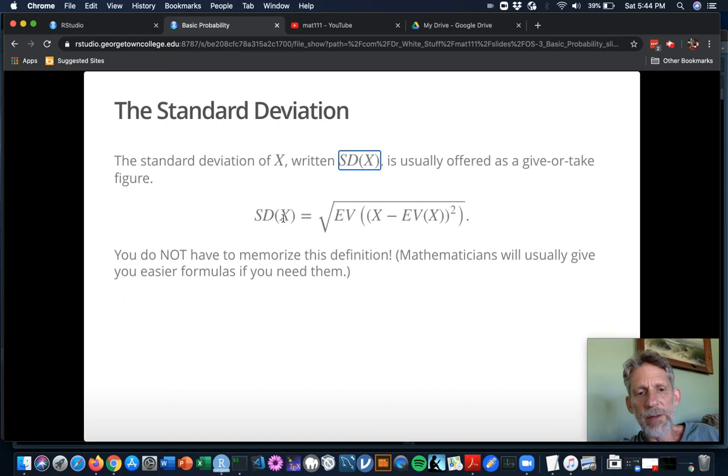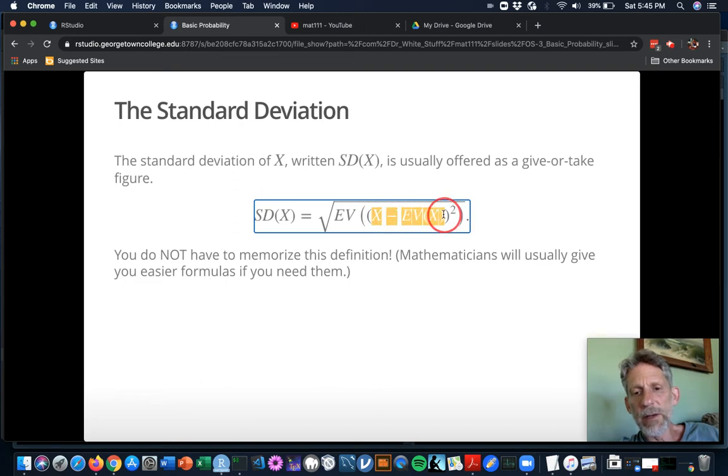It has a formal math definition. It's right here. It's the square root of the expected value of another random variable: the random variable x minus its own expected value, squared. I mean, x is a random variable. The expected value of x is a number. X minus that number would be another random variable. The square of that would be another random variable, so it would have an expected value, and then you could take the square root of the resulting number, and that's called the standard deviation of x.